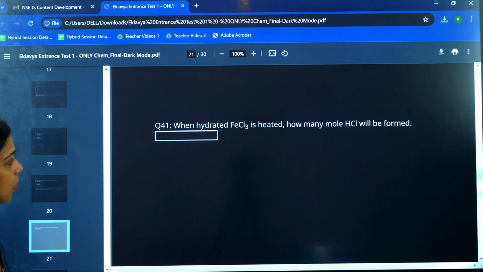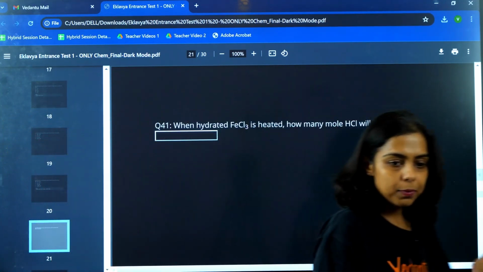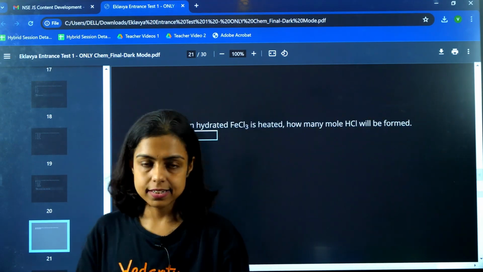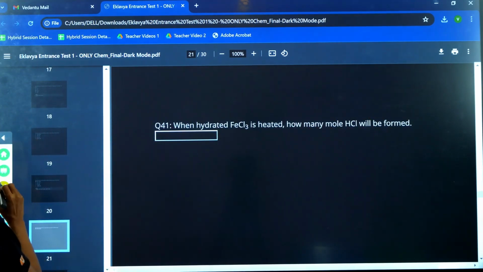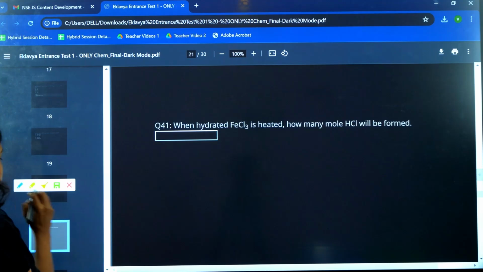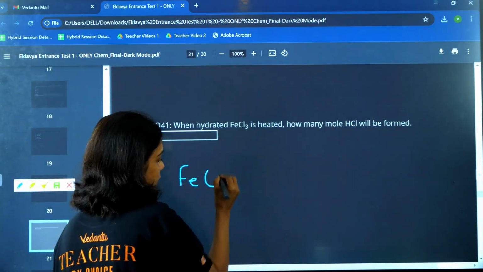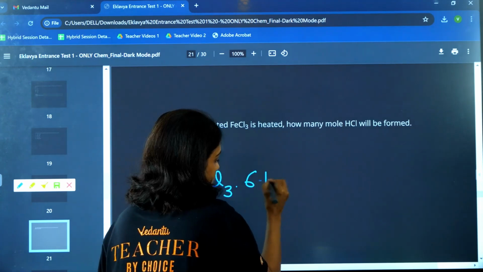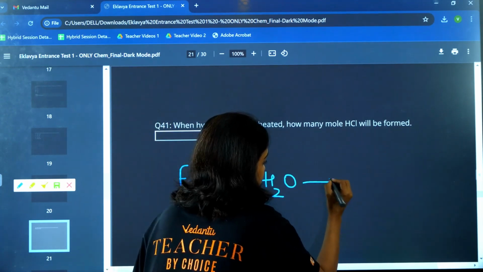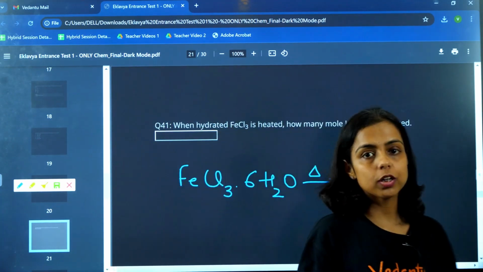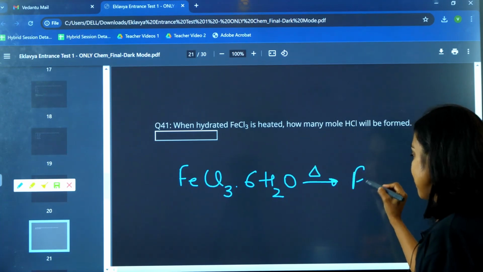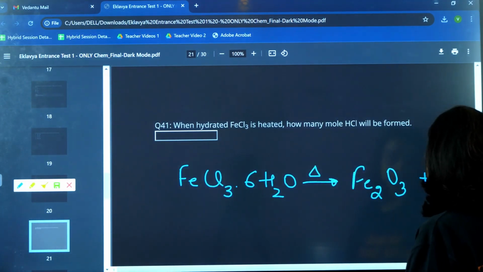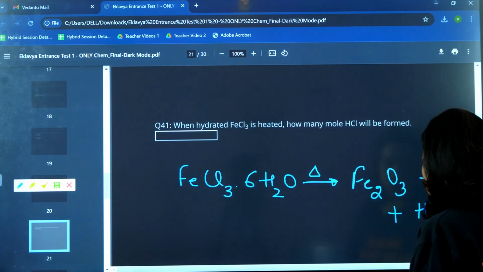Now the next question, which is an integer type question. When hydrated FeCl3 is heated, so FeCl3 hydrated salt is heated. Precisely these reactions are given in your JEE also, right? So if it is heated, what products will form? I am not balancing it, guys. Ferric oxide plus HCl plus H2O, right?